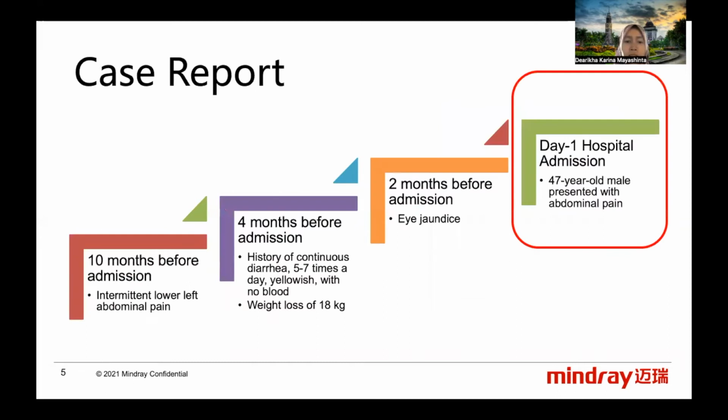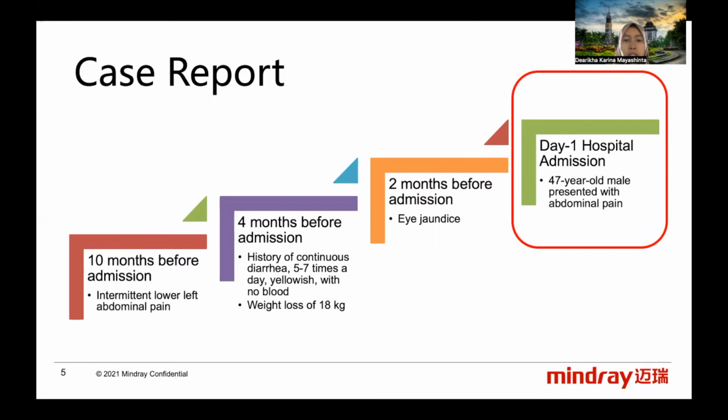This is the case description. In this case report, we have a 47-year-old male with the main complaint of abdominal pain, especially in the lower left abdominal region for the last 10 months. The pain has been going and coming. This patient also had a history of continuous diarrhea in the last 4 months, more than 5 times a day, yellowish in color with no blood.